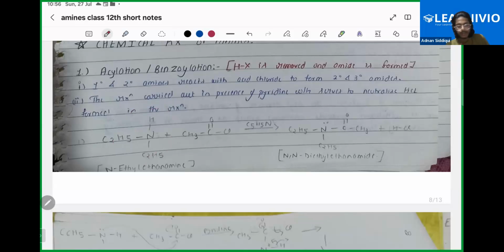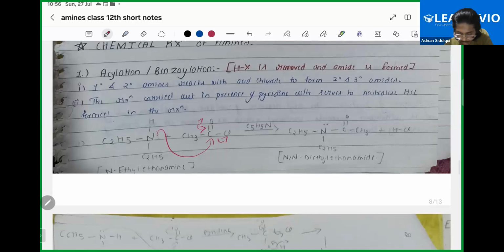2 degree amine, and you are reacting it with acid chloride in presence of pyridine. What are you going to observe? This thing will attack here. It will do the reaction and it will remove it, and you will get this. This part will basically be attached here by the removal of this hydrogen.